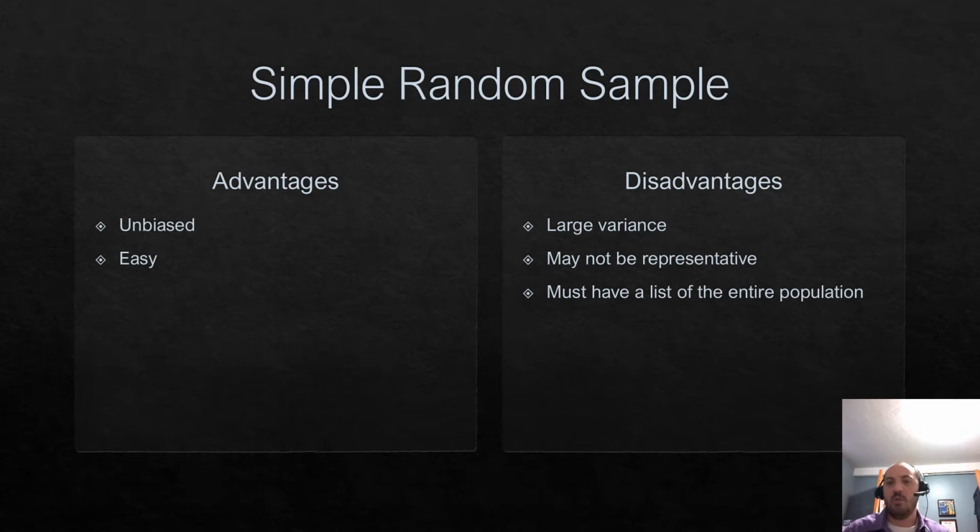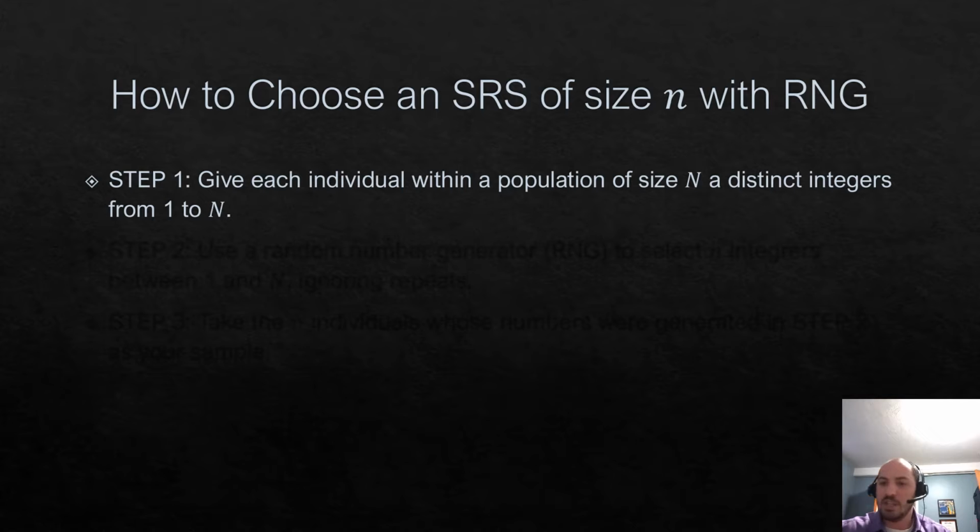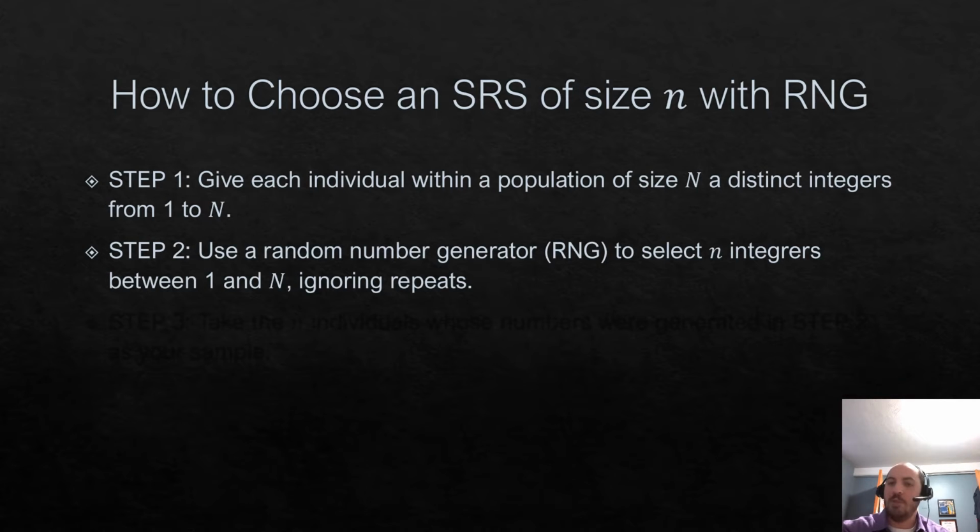Let's look at a few different ways you could give someone instructions on how to carry out a simple random sample. The first of which is if you're going to use a random number generator. You would need to give each individual within your population a distinct integer from 1 to big N, where that is how large your population is. So everyone needs a distinct number. Step 2, you would use a random number generator to select however many integers between 1 and N that you want in your sample size.